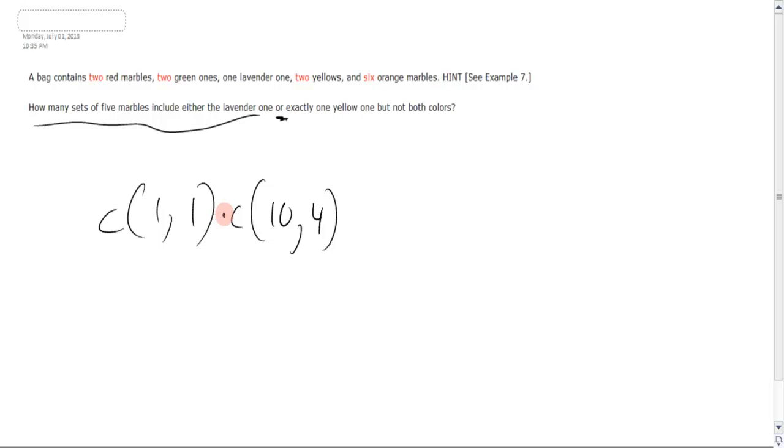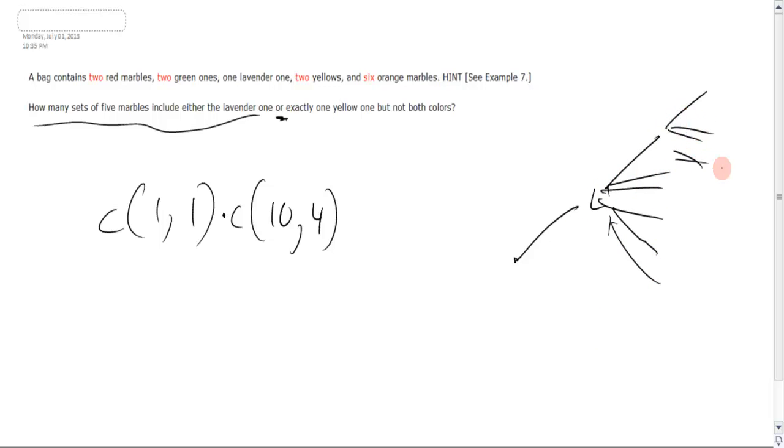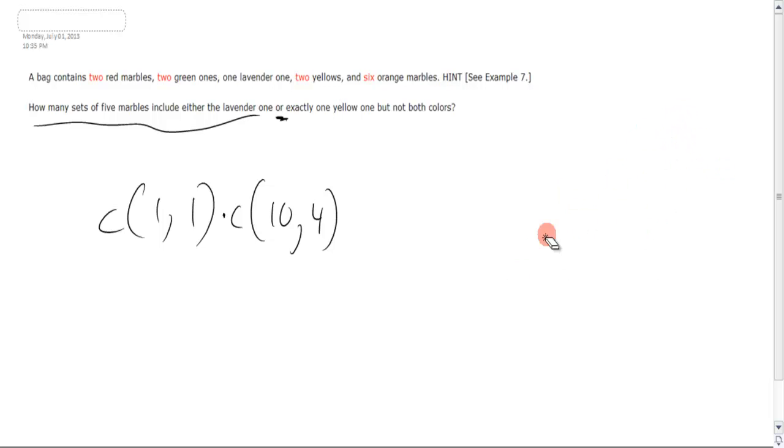Now, this is the multiplication principle, because I am choosing a lavender, then picking the 4 marbles. These things go together to build one large set, or you can think of it as a tree diagram. Since there's only one choice on the lavender, there's only one branch. So I pick my lavender. Now I have marbles to select. You can see it's a multiplication principle. So that takes care of the first one. This is the number of ways of counting different sets of marbles, knowing that you have to have 1 lavender.